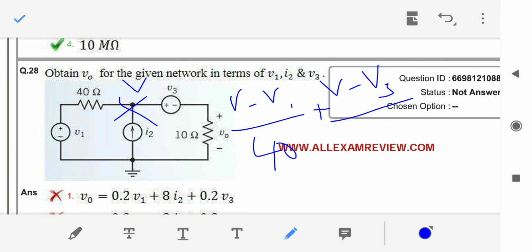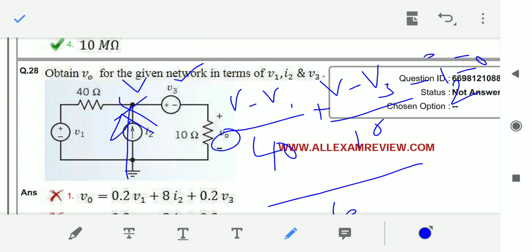What is the voltage source in this loop? Only V3. Don't take this V0, it is not a voltage source value, it is just the voltage across the 10 ohms. So V minus V3 by 10, minus I2, because the current is entering the node, equal to 0. If you take LCM as 40, you will get one equation.